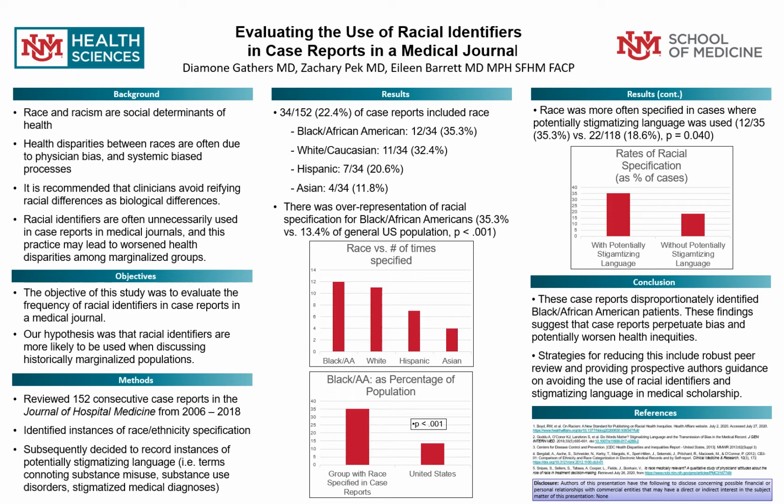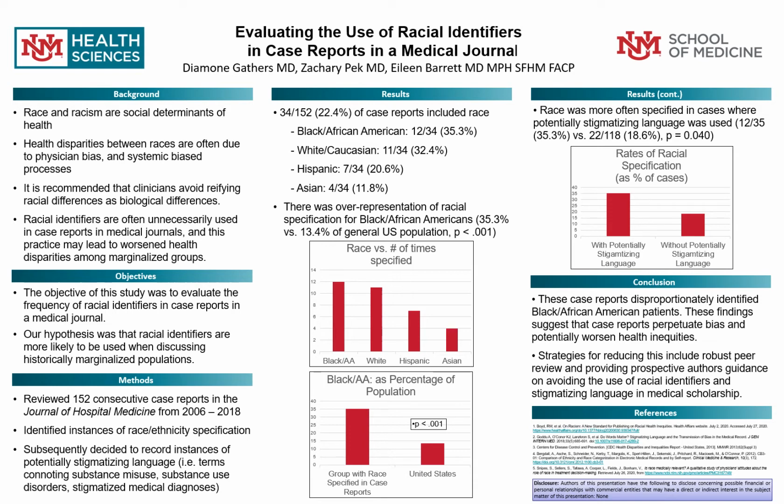The importance of our work is based on the fact that race is a social determinant of health, often because of racial biases existing both on an individual level among physicians as well as on a system-wide level in biased processes and practices. One strategy to narrow the gap in health inequities between racial groups is to avoid reifying racial differences as biological differences, as this practice can lead to reinforcement of previously held biases, and also attribute health inequities to biological differences rather than to the social and systemic root causes of inequality.